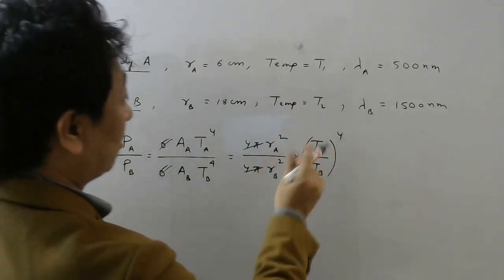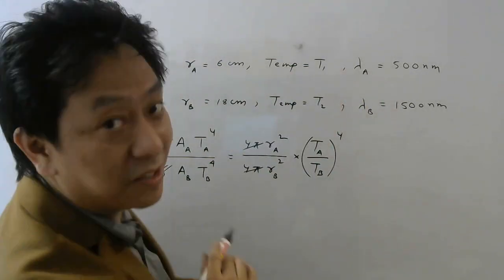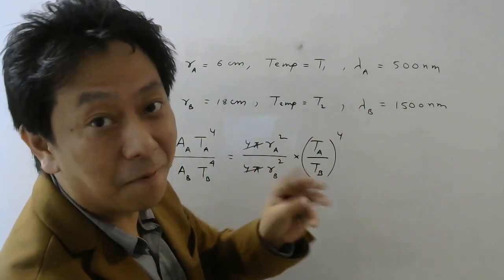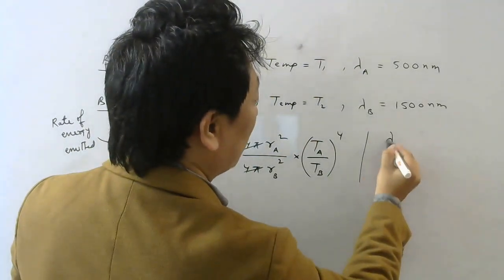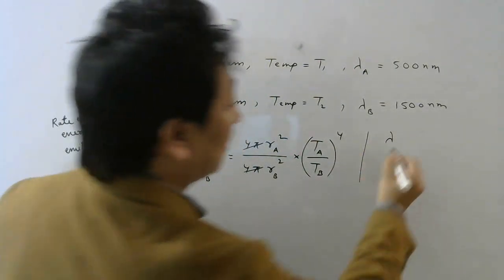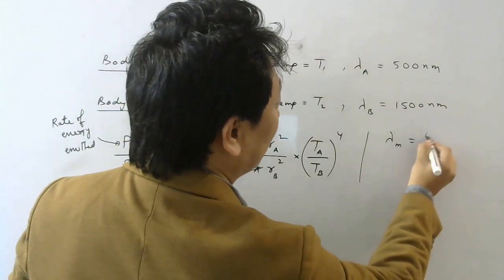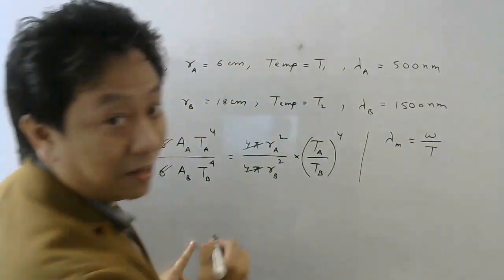Now temperatures are not mentioned, but the wavelength at which intensity is maximum, that they have given. Now here we need to also use Wien's law. So if you apply Wien's law, the wavelength at which intensity is maximum is equal to Wien's constant by temperature.